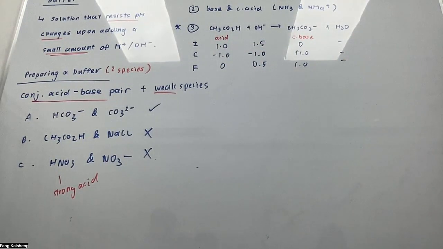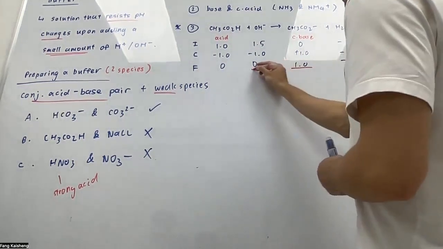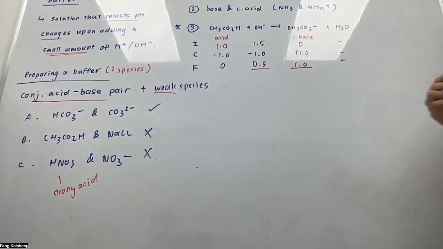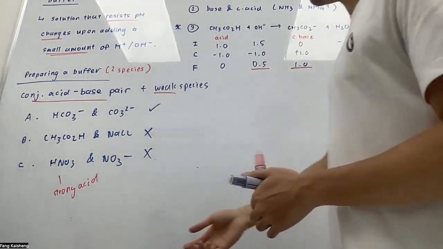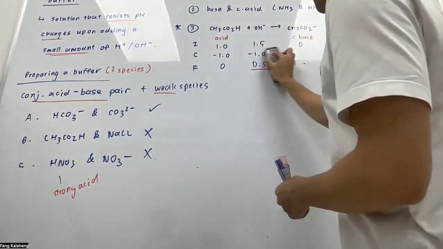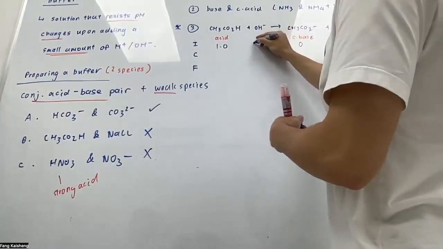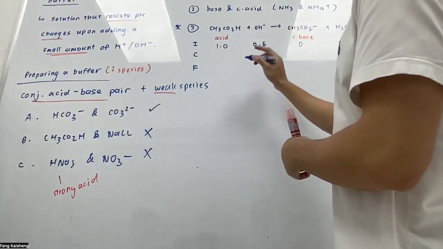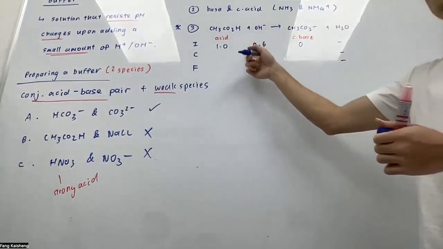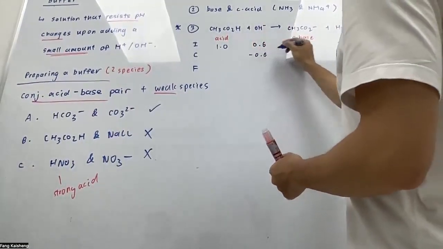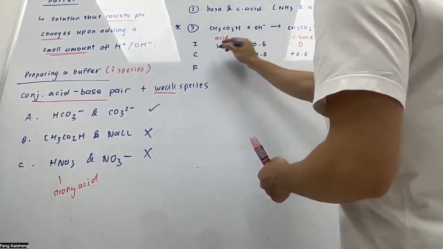So after this reaction, do I get a buffer? Look at the final. I have CH3CO2 minus and OH minus. How on earth is that a conjugate acid-base pair? So instead of adding more than one, I should add less. If I add, let's say, 0.6 of OH minus, then I must minus how much? 0.6. The limiting reagent minus 0.6, plus 0.6.